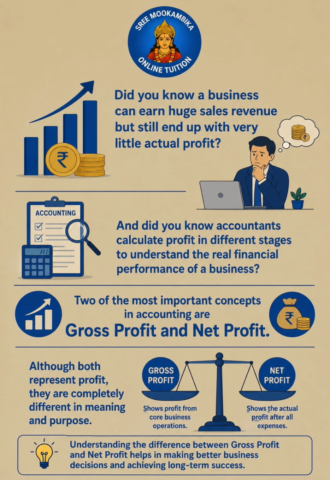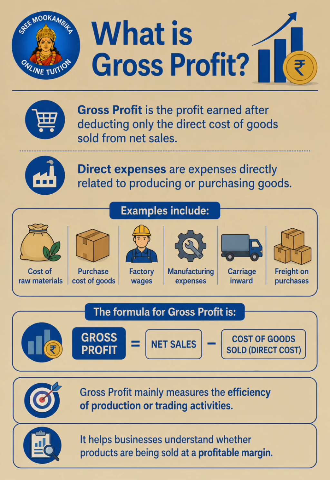Although both represent profit, they are completely different in meaning and purpose. What is gross profit? Gross profit is the profit earned after deducting only the direct cost of goods sold from net sales. Direct expenses are expenses directly related to producing or purchasing goods. Examples include cost of raw materials, purchase cost of goods, factory wages, manufacturing expenses, carriage inward, freight on purchases.